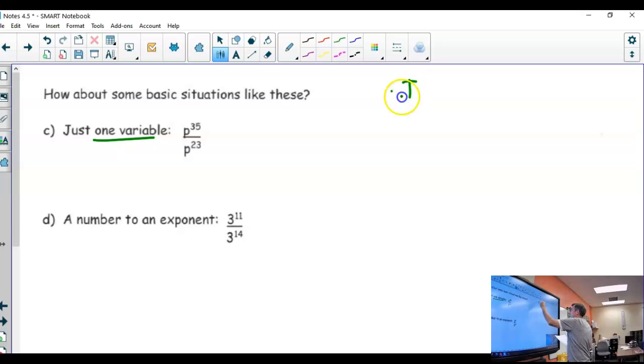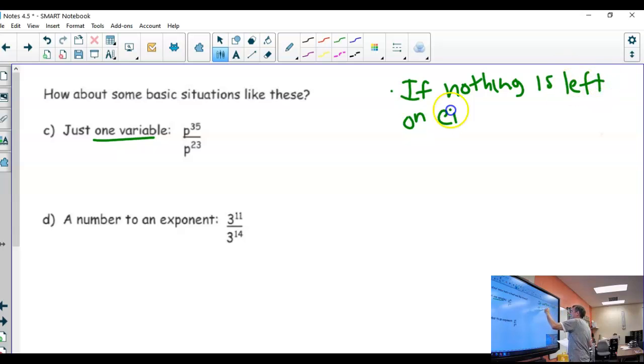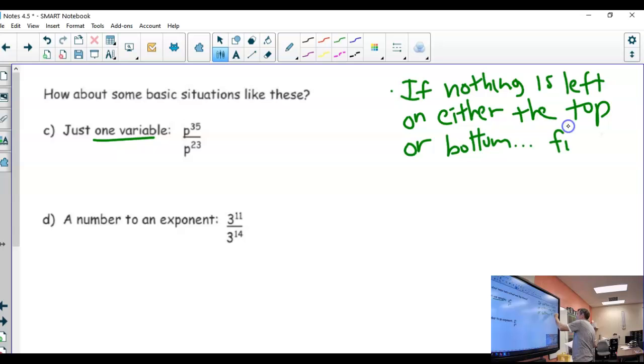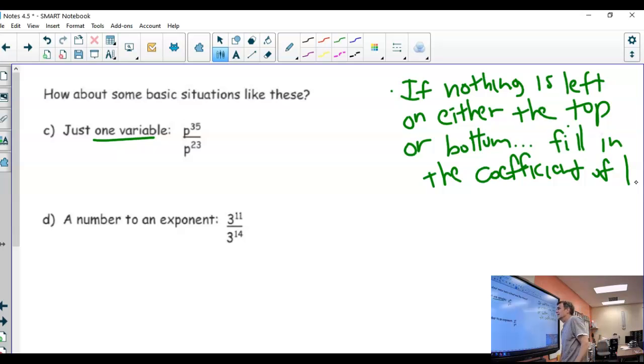I'm going to write that over here, actually. If nothing is left on either the top or bottom, fill in the coefficient of 1. It's like, even though it's not written here, each of these really has a 1 in front of it, but typically we don't write the coefficient when it's 1.